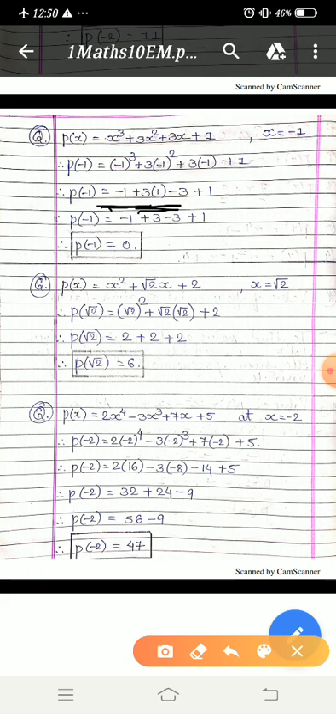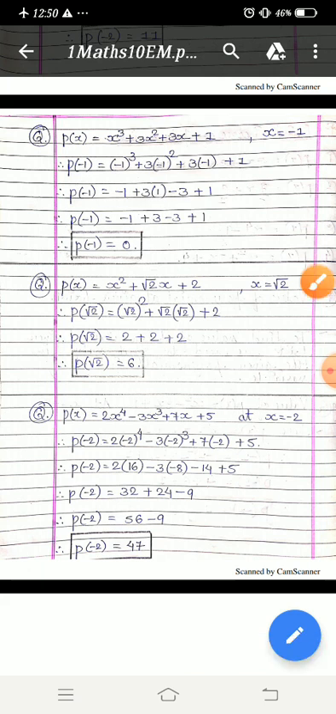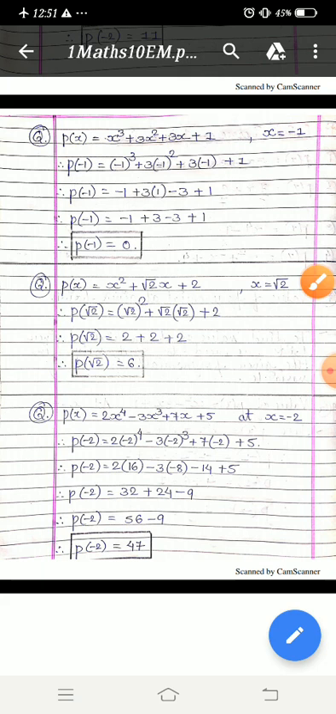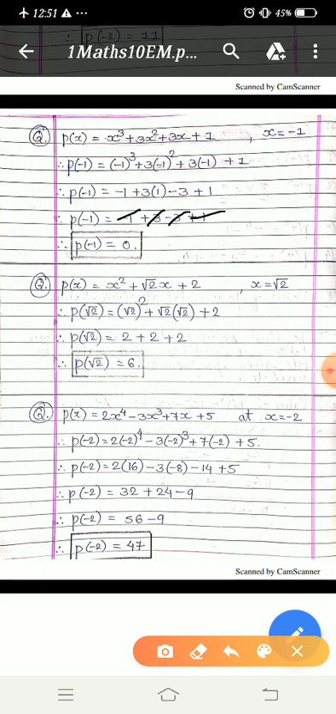Now plus 3 into minus 1 means minus 3, and plus 1 will be as it is. So by simplifying the terms, minus 1 will be as it is, plus 3 into 1, that is 3, minus 3 as it is, plus 1 as it is. Now the first term will be cancelled out with the last term, minus 1 plus 1, and plus 3 will be cancelled out with this minus 3. So the answer of this polynomial will be 0.